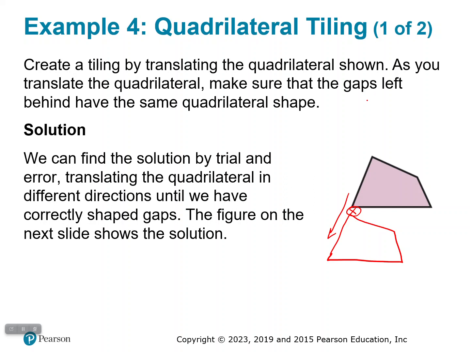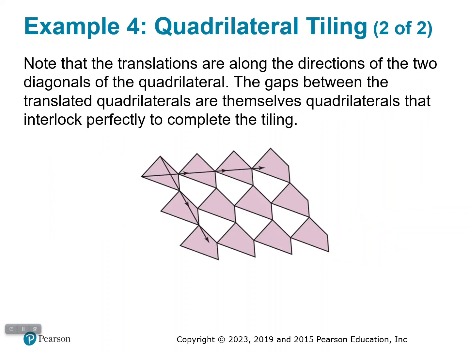We can find the solution by trial and error. Having a pattern block that you're drawing on another page is the best way to do this, and translating the quadrilateral in different directions until we have correctly shaped gaps. Here's one solution. All right, maybe I take this quadrilateral and instead of sliding it the way I did, maybe we slide it along a different line. Note that the translations are along the directions of the two diagonals of the quadrilateral. The gaps between are also quadrilaterals, right? Four lines. And they interlock perfectly, so we now have two different images, and it looks like it's kind of a version, but it's a different version, like the black and the white version from a negative.